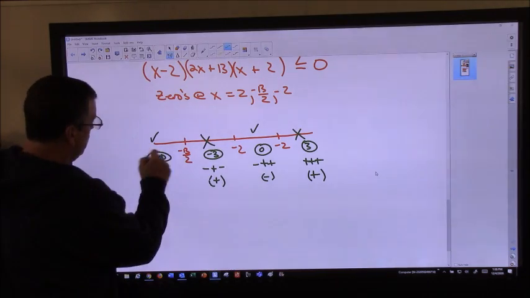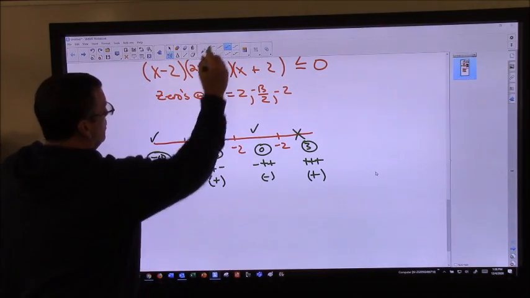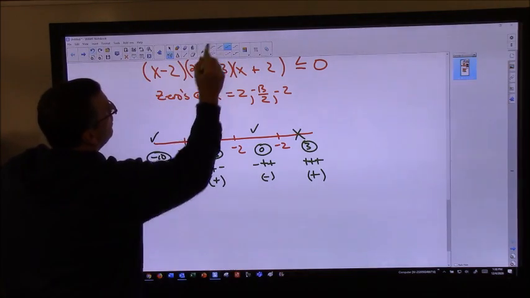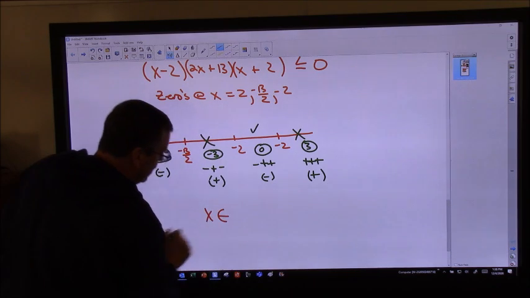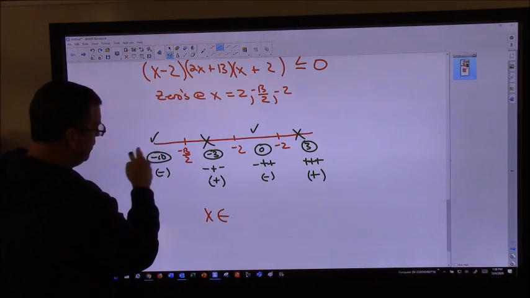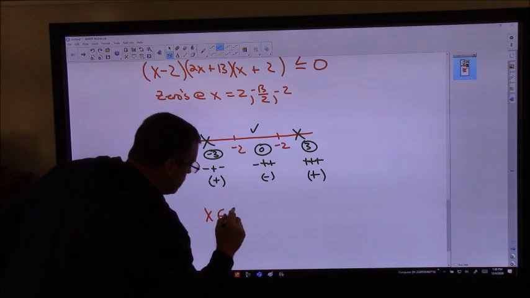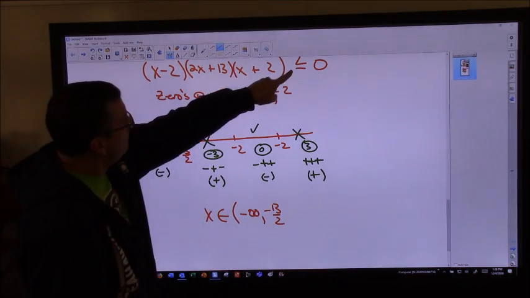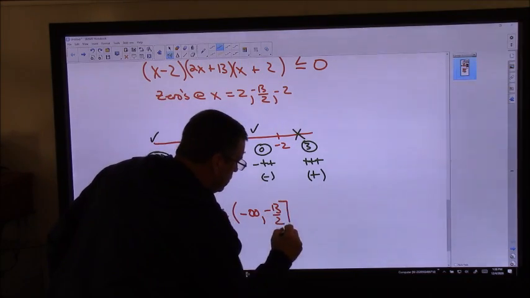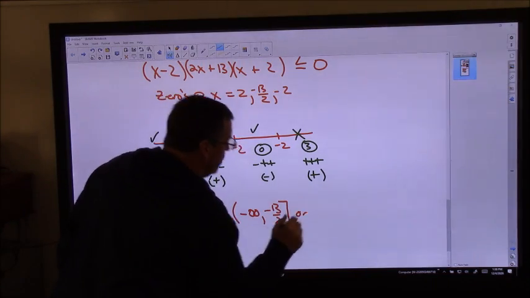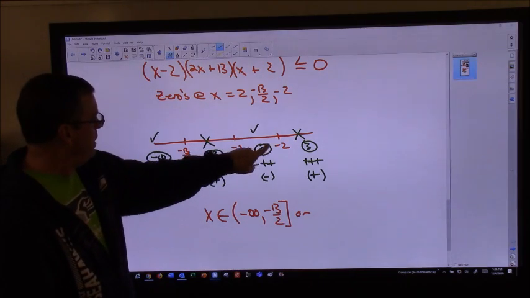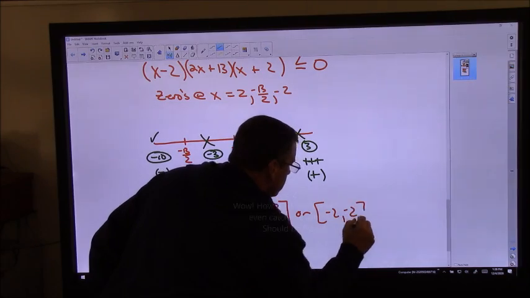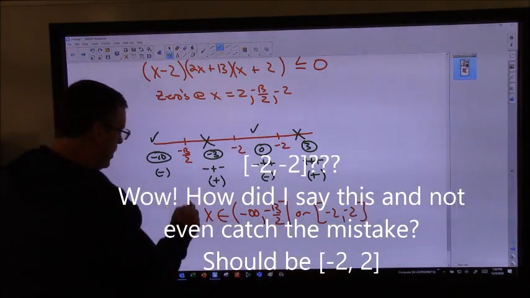So what I'm seeing is that these are my 2 intervals for my answer. So my final answer is this, x is an element of this interval from negative infinity up to negative 13 halves. And since I have an equal sign this time, I want to make sure and include a bracket. Or x is going to be in this interval from negative 2 to negative 2. There's my answer.